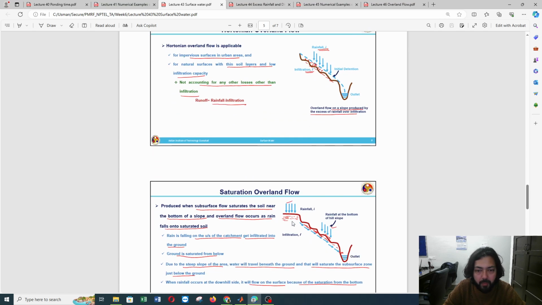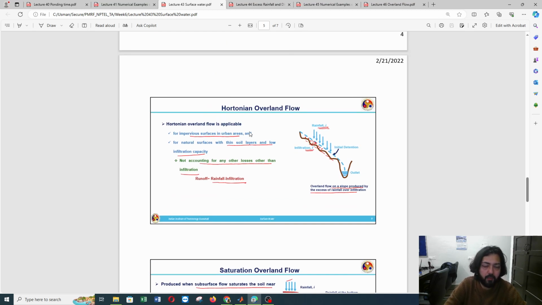But if you compare the saturation overland flow, the water is not entering the outlet above the surface. It is entering through the unsaturated zone. So this is the major difference between Hortonian overland flow and saturation overland flow. Hortonian occurs above the surface, saturation overland flow occurs in the unsaturated zone of the soil.